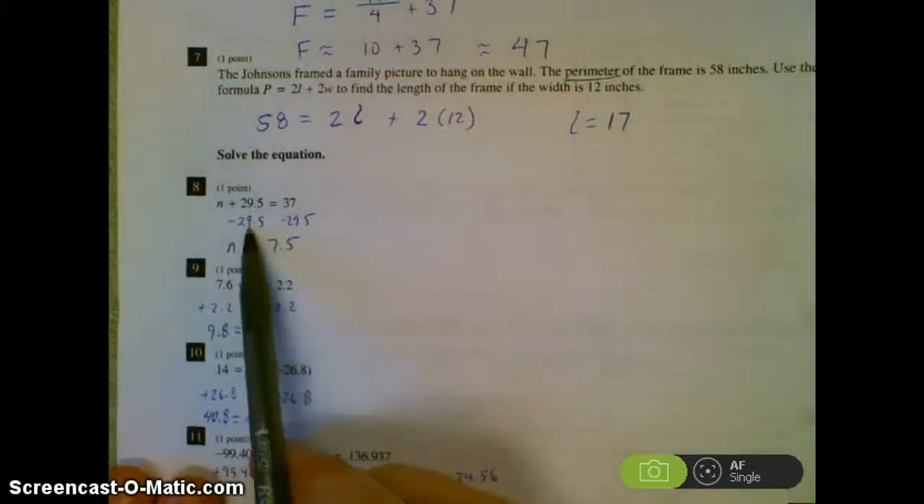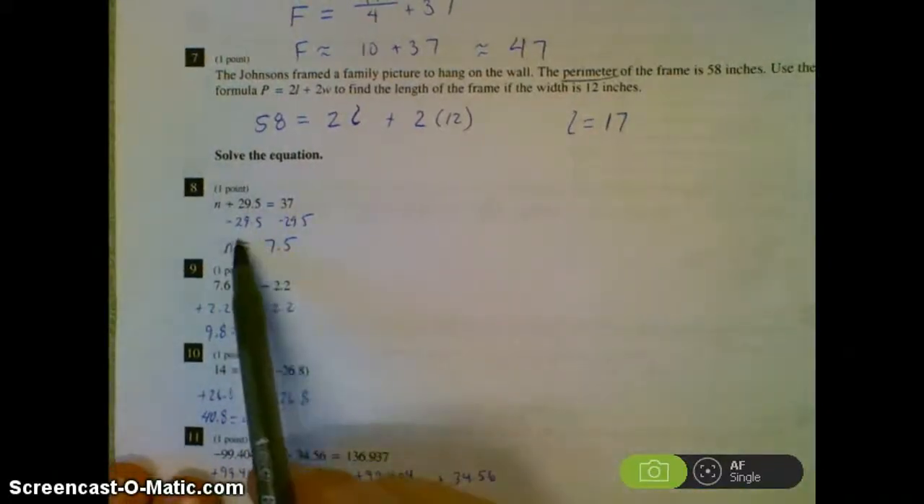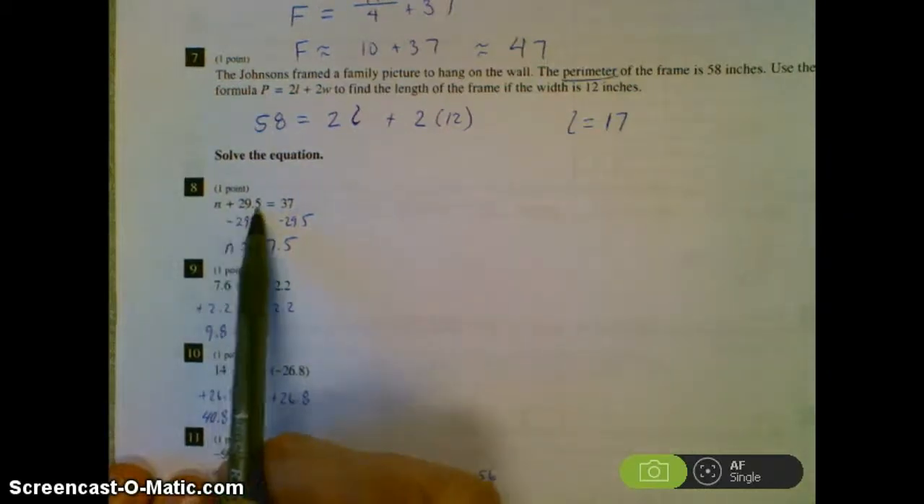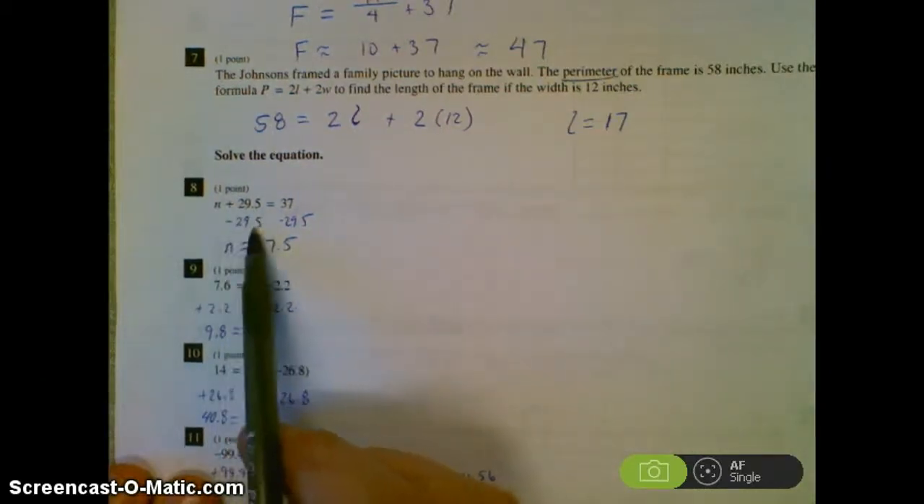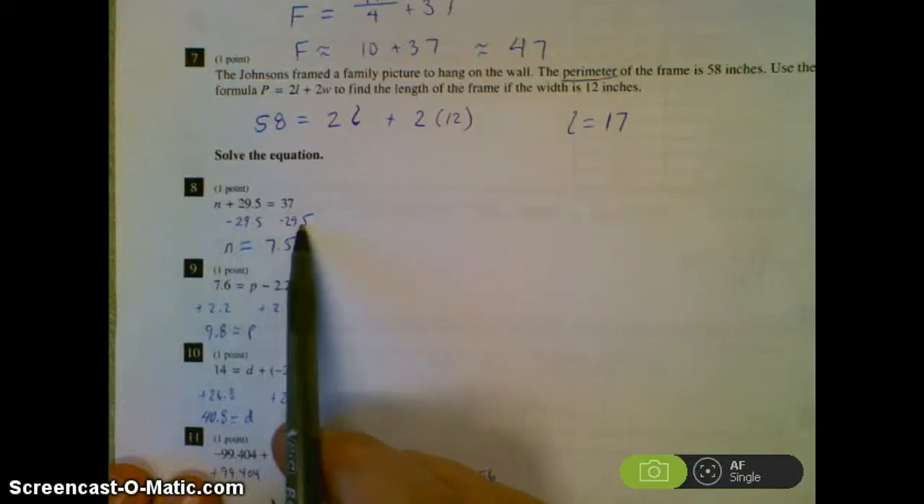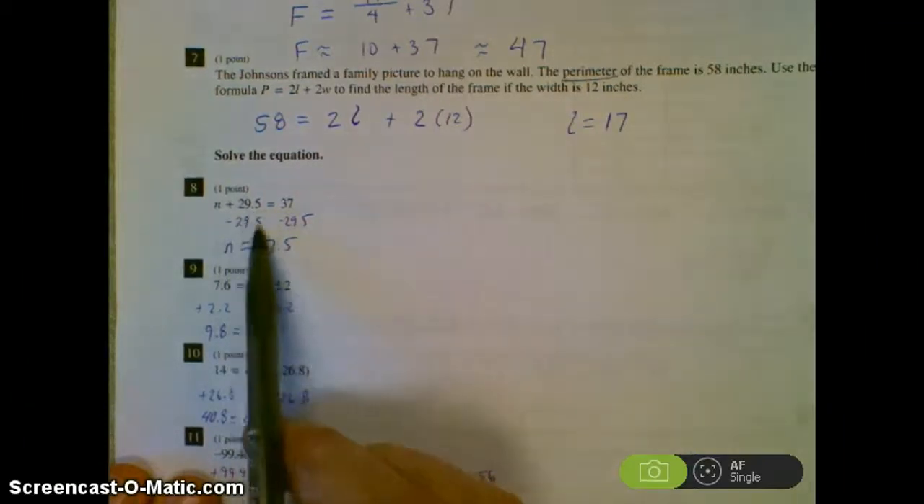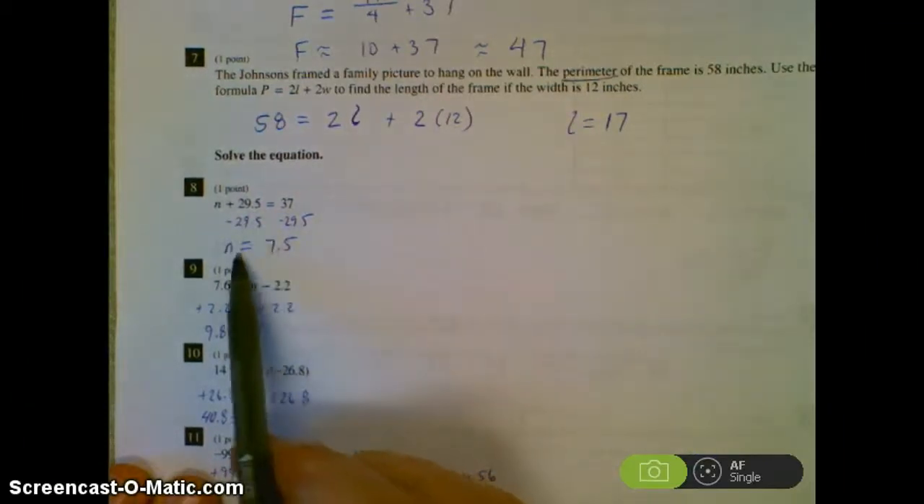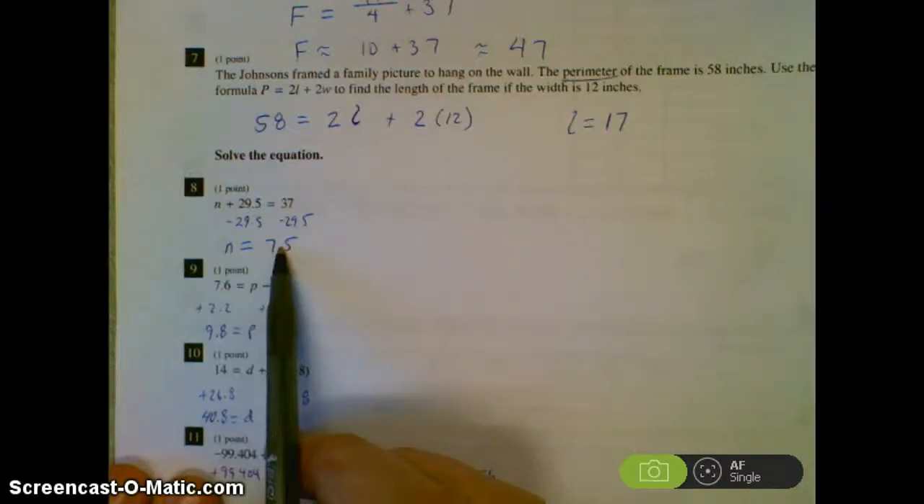And these problems, adding, subtracting, multiplying, and dividing decimals. Just remember, do the opposite. Since this is plus 29.5, I subtract 29.5 from both sides. So 29.5 minus 29.5 is 0. That's what I wanted. N equals 7.5.